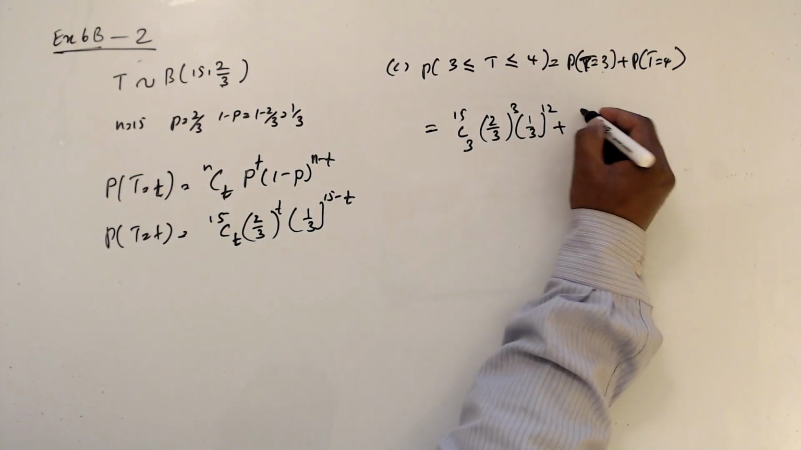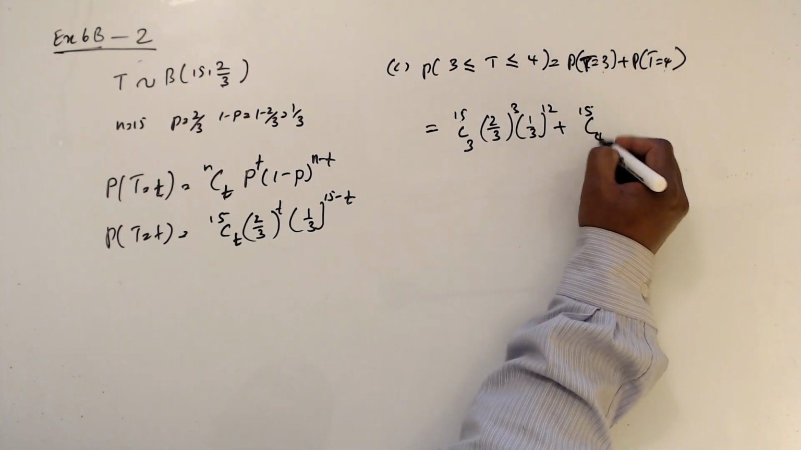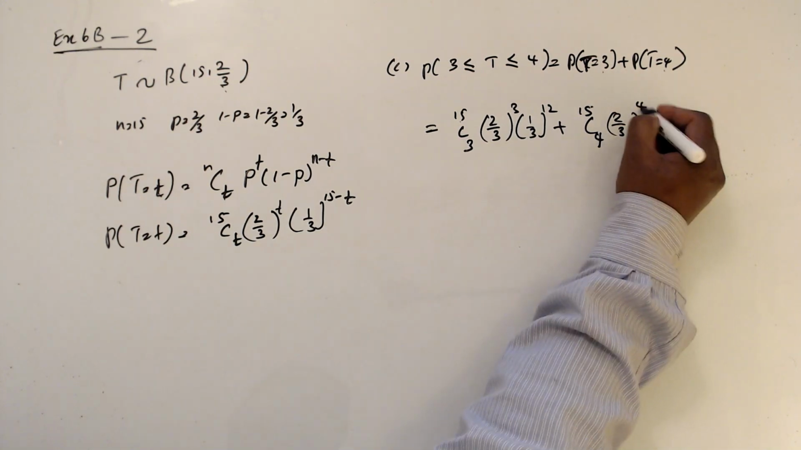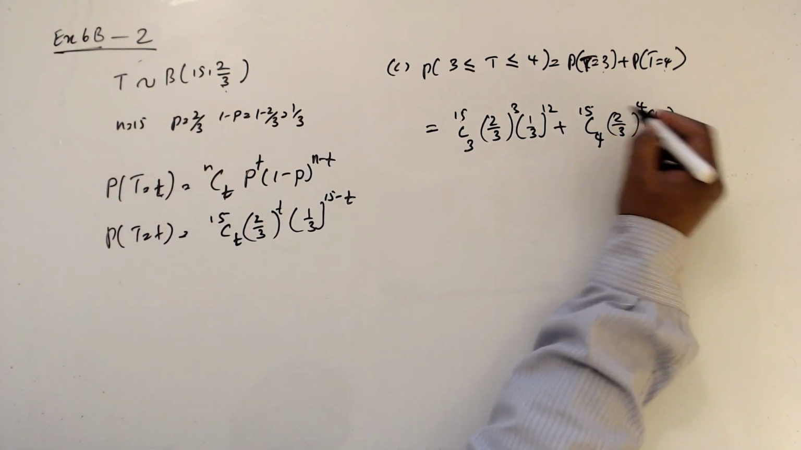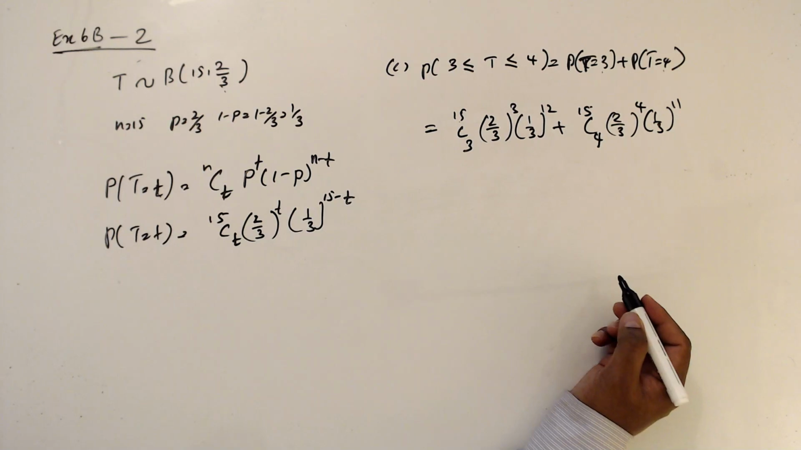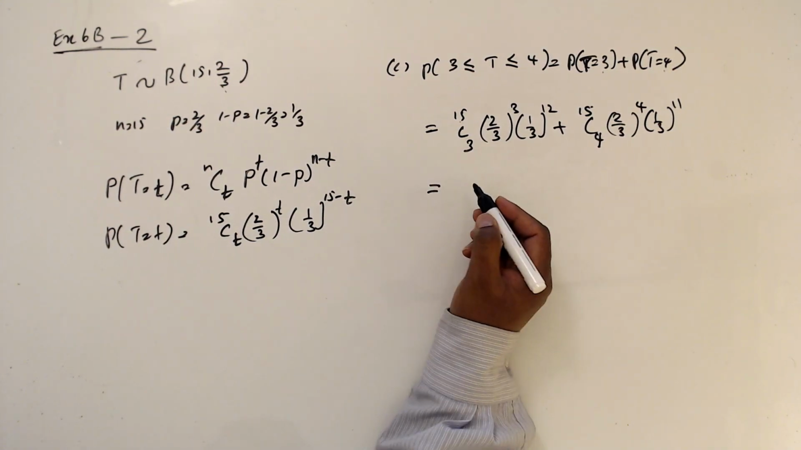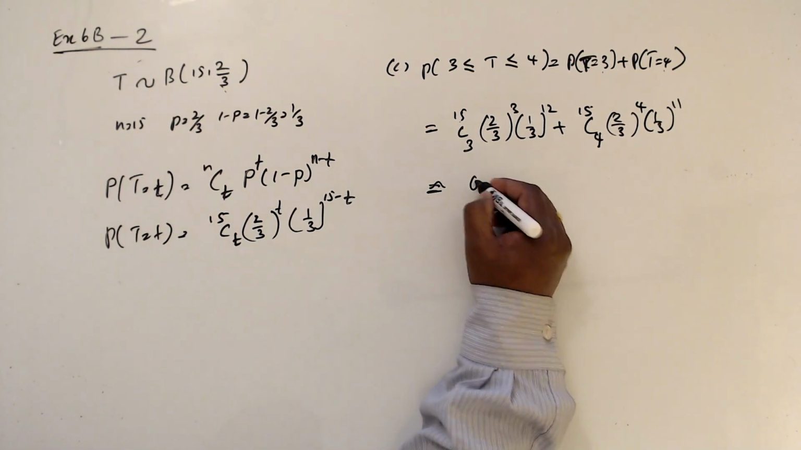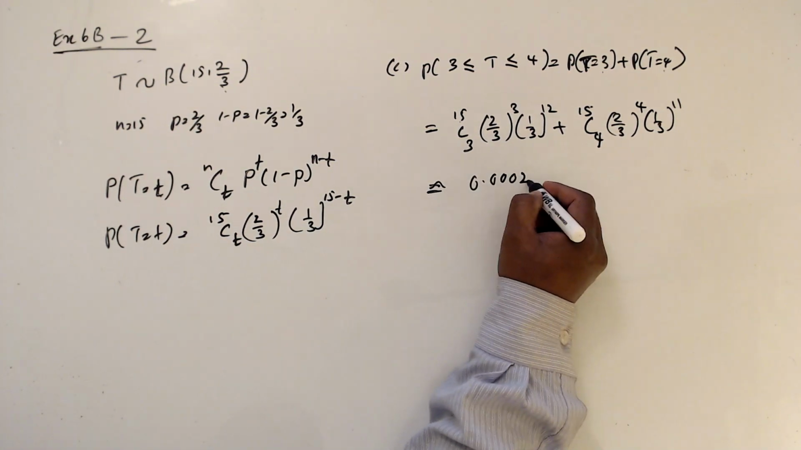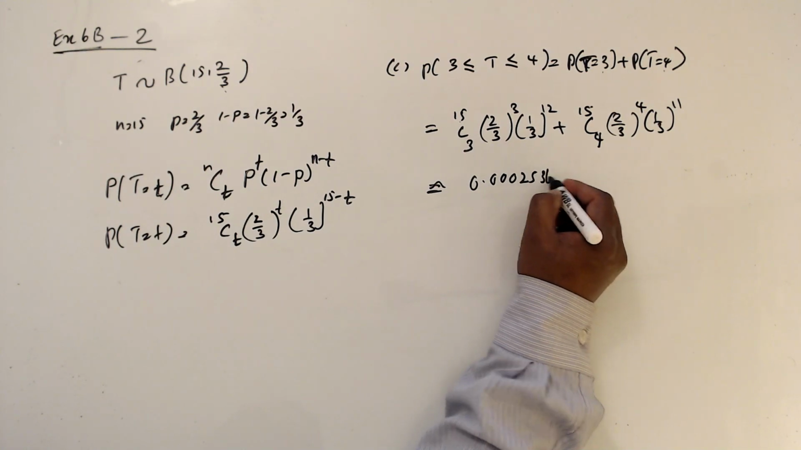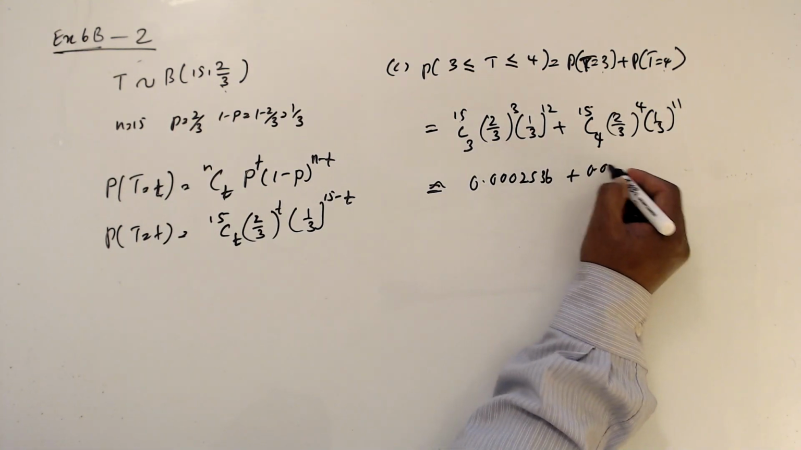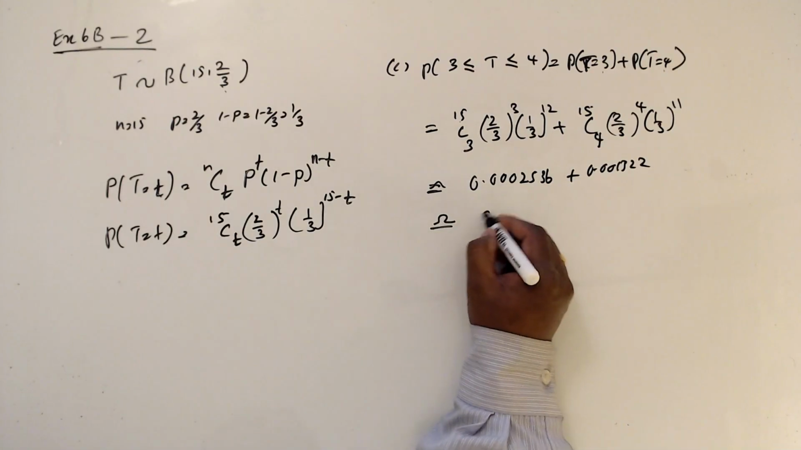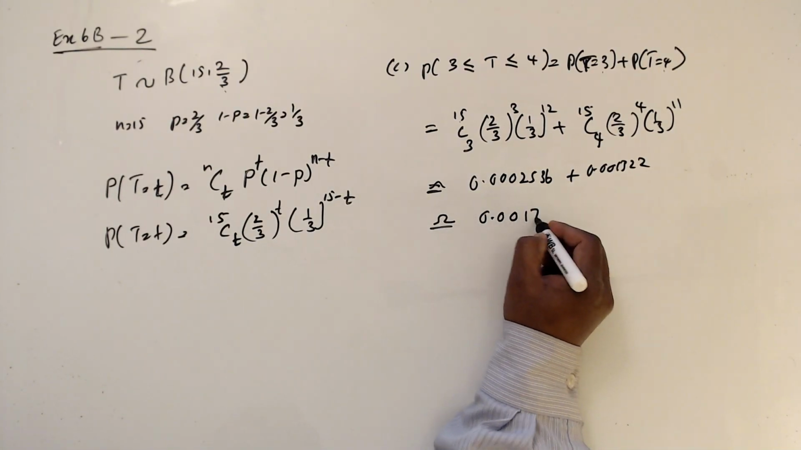And 15C4 (2/3)^4 (1/3)^(15 - 4), which is 11. So the addition of this one is approximately 0.0002536 plus 0.001522, and that value is 0.00178.